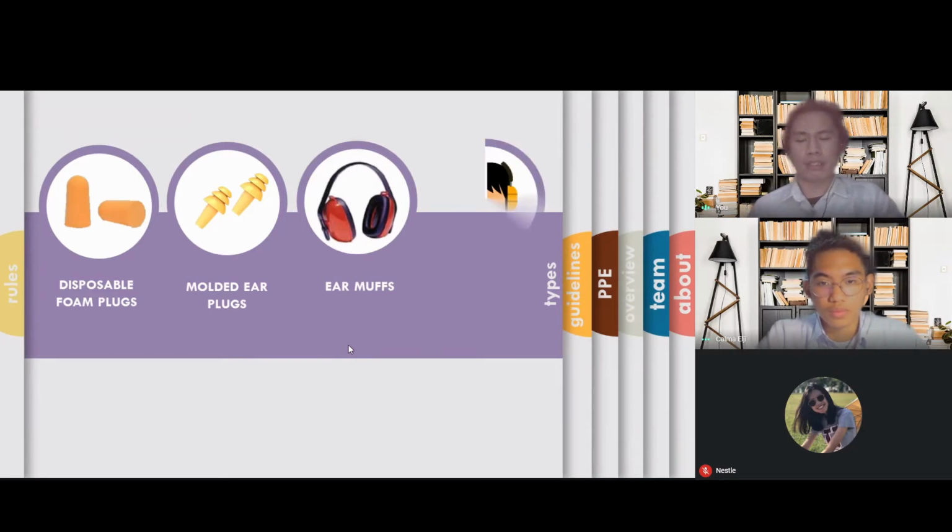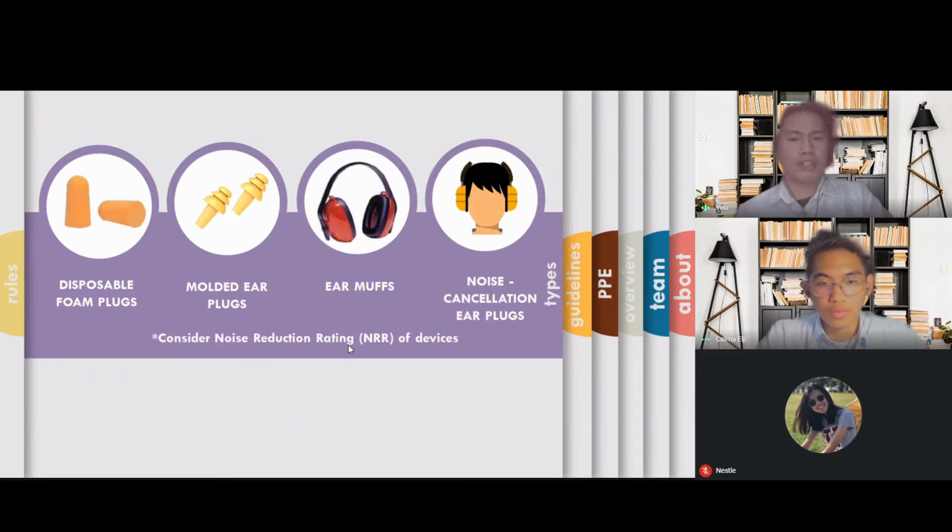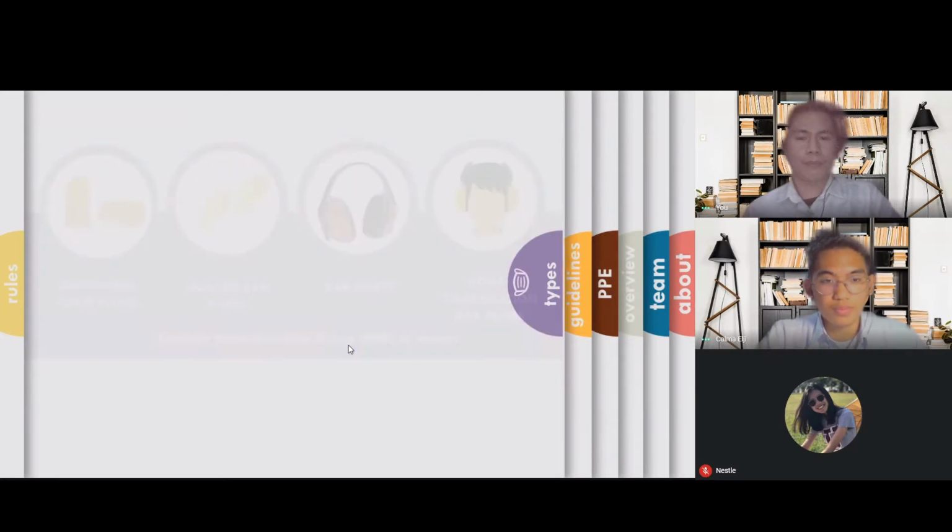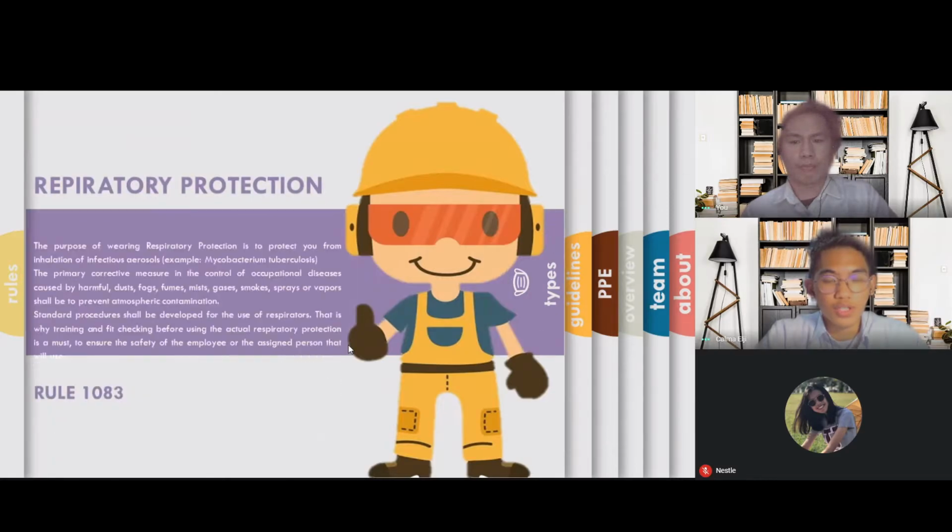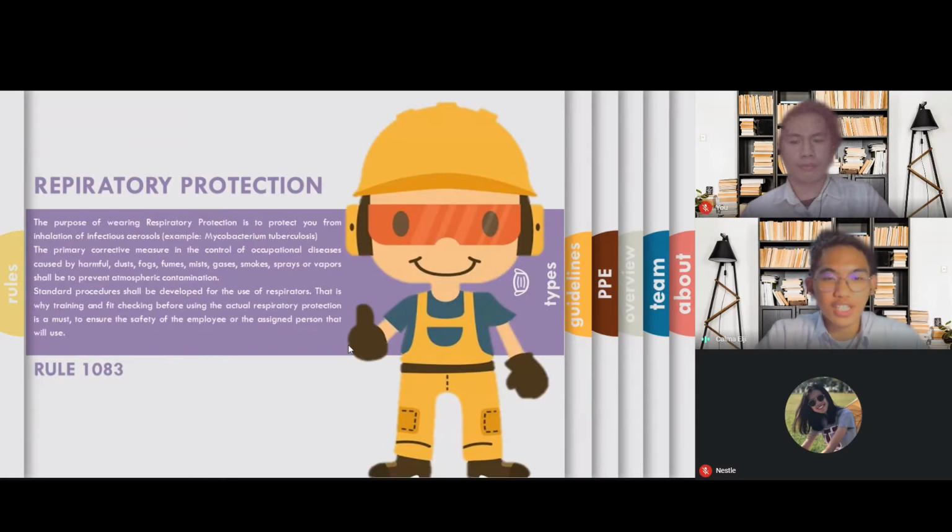Next type is noise cancellation earplugs, also with the same proportion dun sa ear muffs. So consider natin lahat ng noise reduction rating of all devices. For the next protection, meron naman tayong respiratory protection from Rule 1083 na nanggaling pa rin sa guidelines ng Occupational Safety and Health Standards.